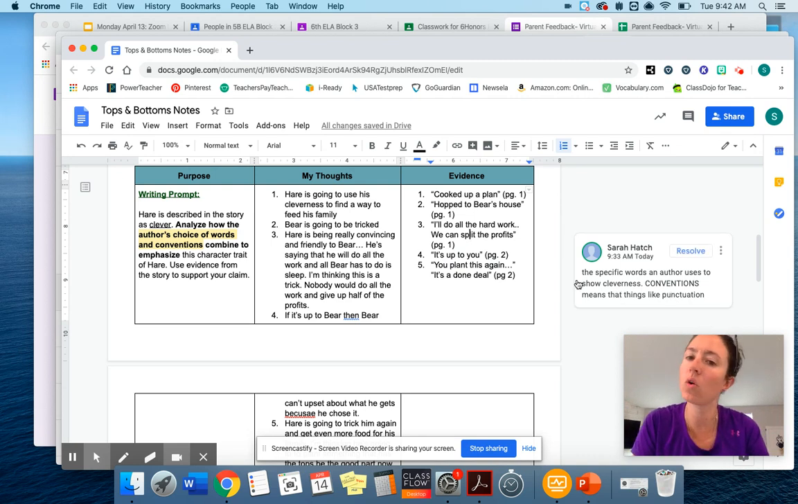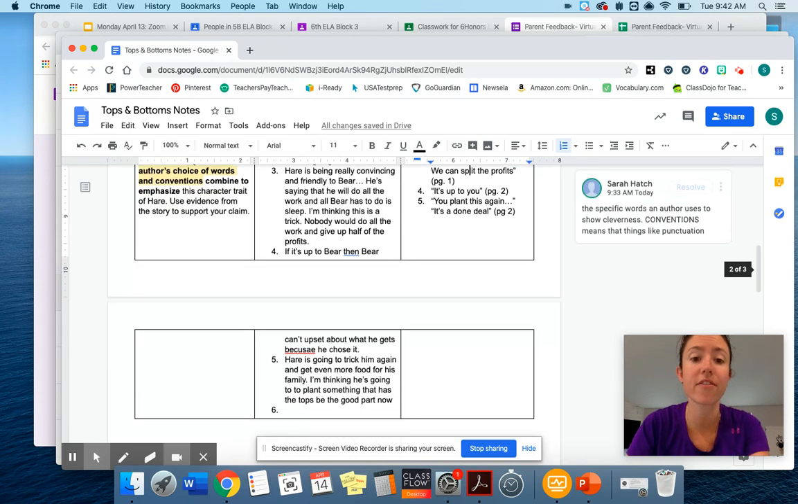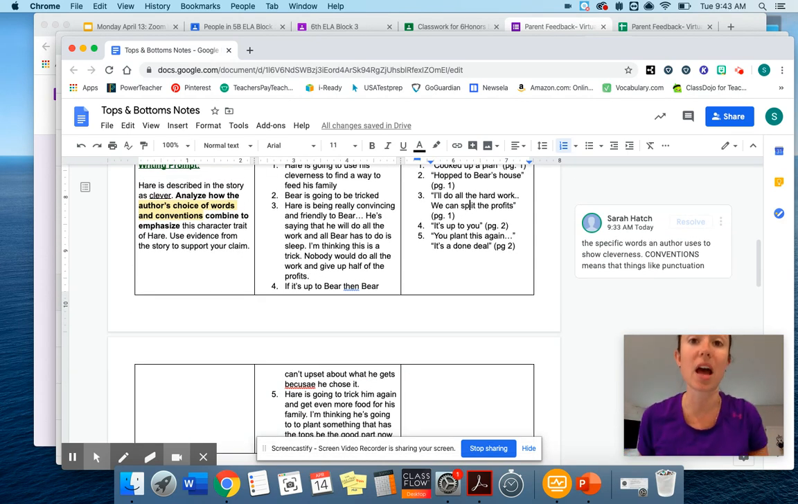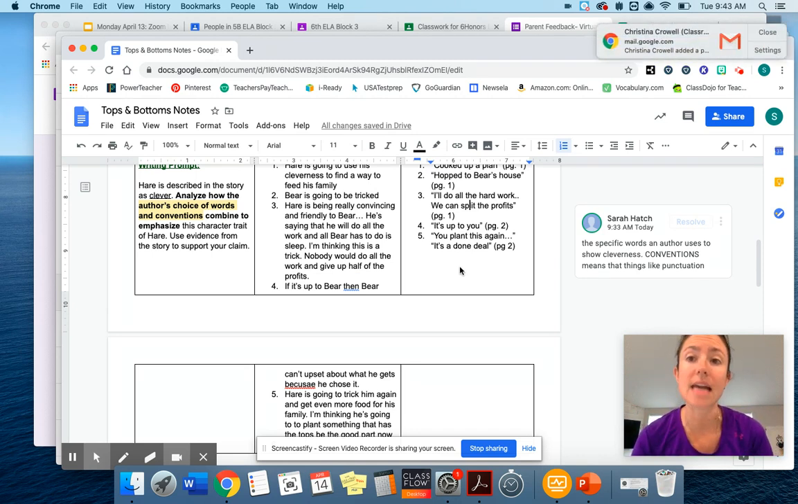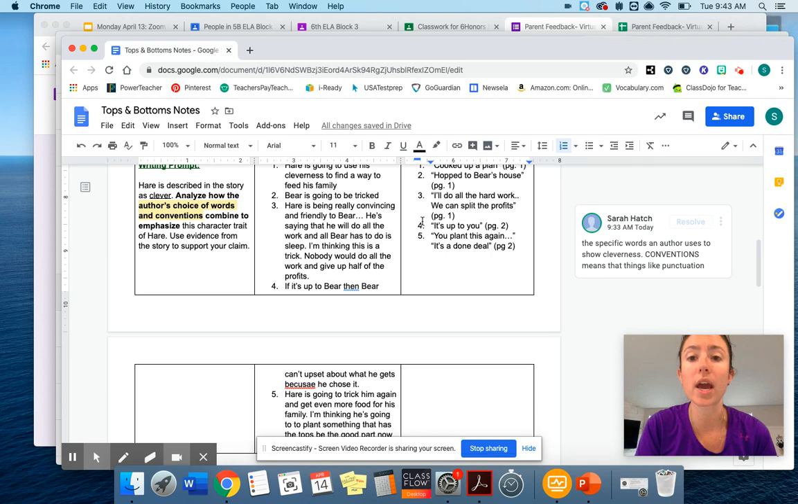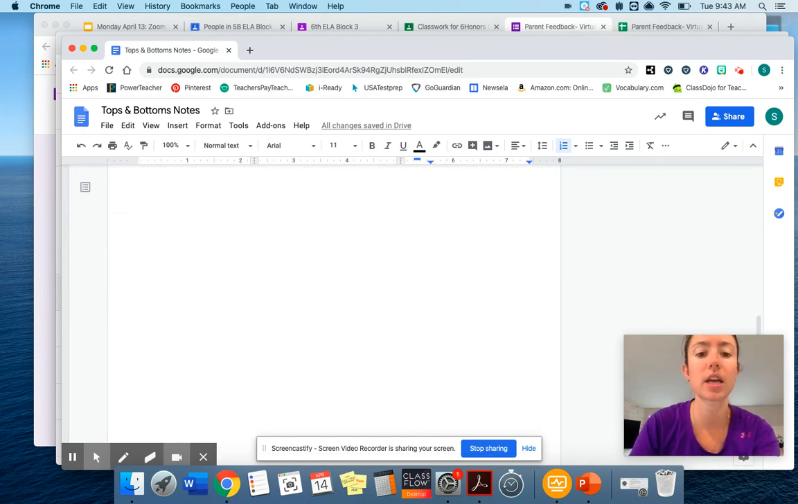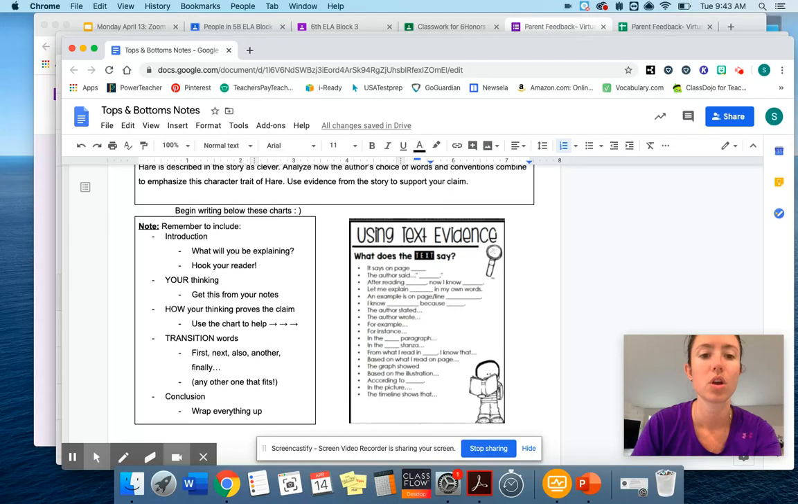I didn't see a whole lot of punctuation specific stuff, so I'm not going to worry about that. I'm just going to go with what I have and make my response as strong as I can with what I found. I don't need to make things up in order to make my response strong. I currently have 5 thoughts and 5 pieces of evidence to back that up. I think that's great. And so stay tuned for the next episode where I will show you how to take these notes and turn it into your writing prompt.